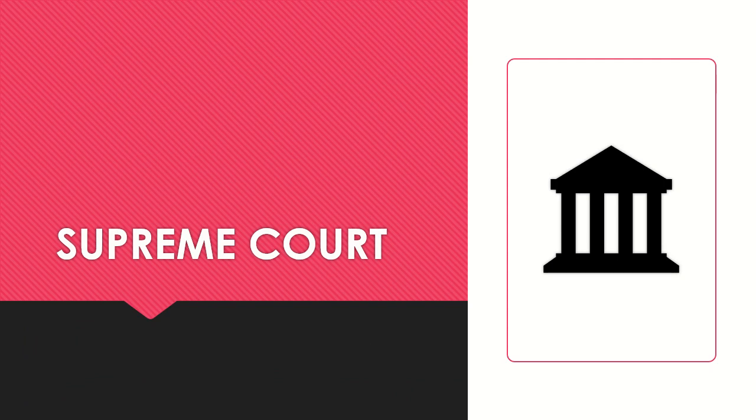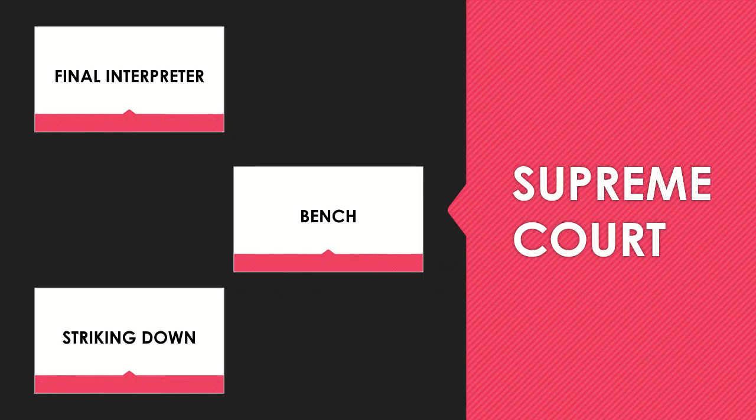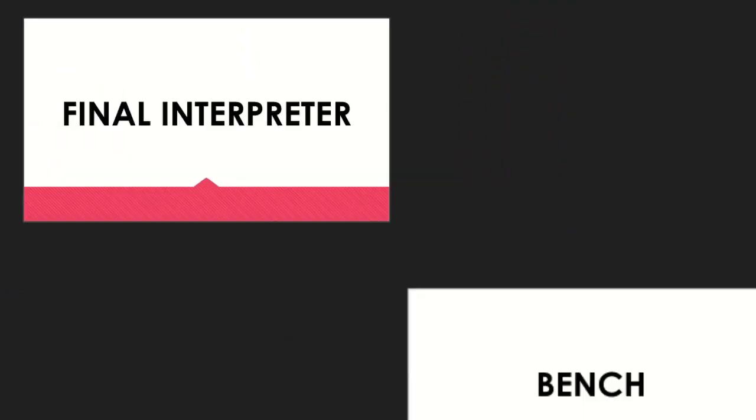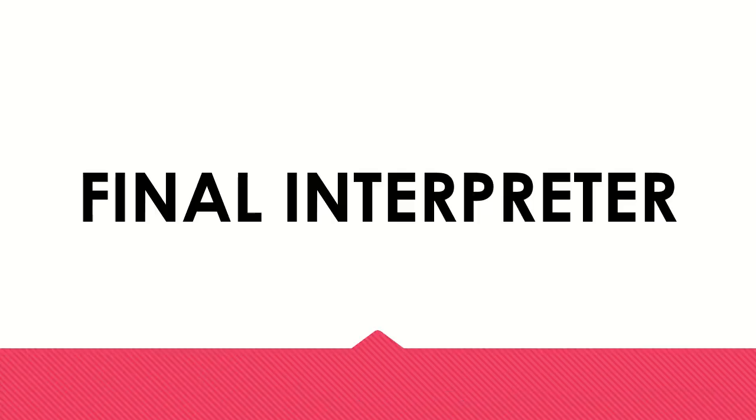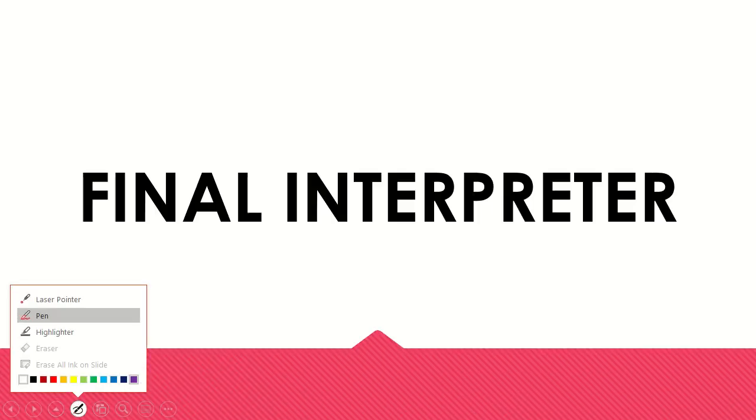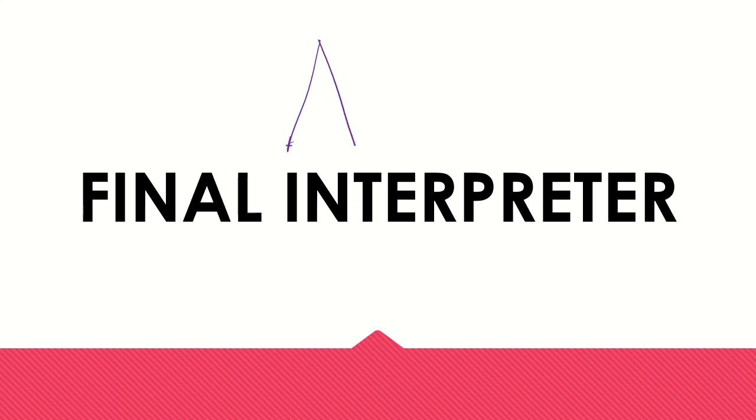Finally, we come to the last topic for today, which is the Supreme Court. With regard to the Supreme Court, we need to know that the Supreme Court is the final interpreter of the Constitution. What do I mean by the final interpreter? You remember we saw a little diagram where I showed you that there's a hierarchy. At the bottom, you have the district court or the sessions court. You go higher, you have the high court, and then you have the Supreme Court.